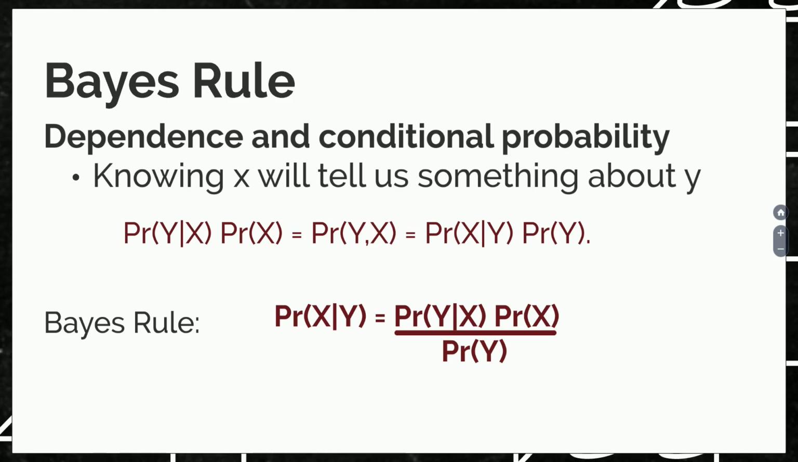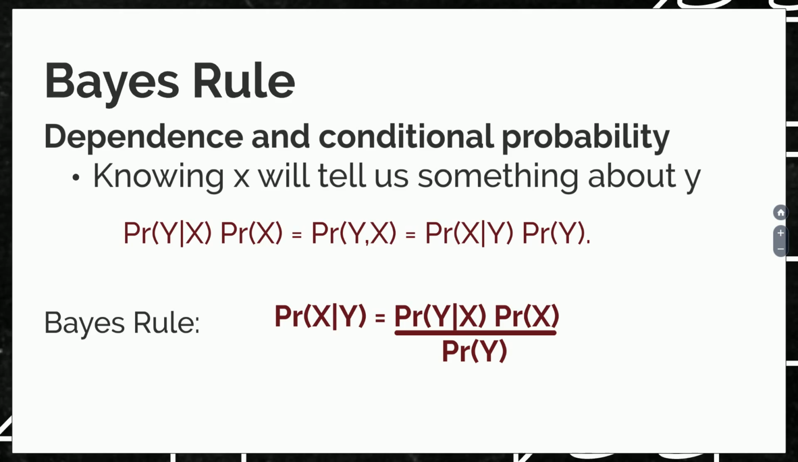Again, this is what machine learning is based around. In this scenario, the probability of Y given X times the probability of X is going to be equal to the probability of Y and X. And again, that is equal to the probability of X given Y times the probability of Y. Solving that, moving some things around algebraically, is going to give us Bayes' rule.